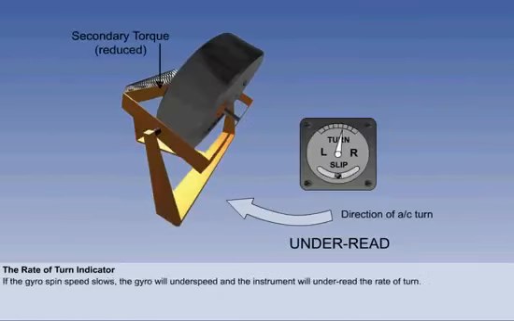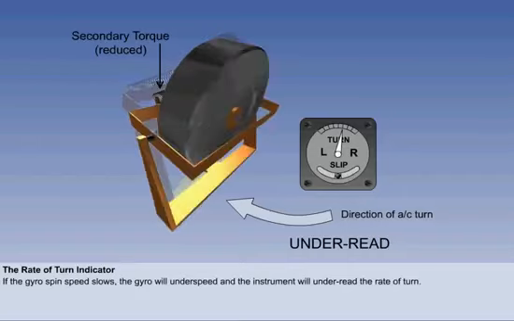If the gyro spin speed slows, which may happen in an air-driven gyro should the air filter become partially blocked or a leak develops, the gyro will underspeed, and the instrument will underread the rate of turn. The reason that the gyro underreads is that if the gyro spin rate slows down, rigidity reduces. However, the secondary precession must always be equal to the actual rate of turn of the aircraft. If rigidity reduces, then the secondary torque from the spring tension must also reduce in order to maintain the same precession.